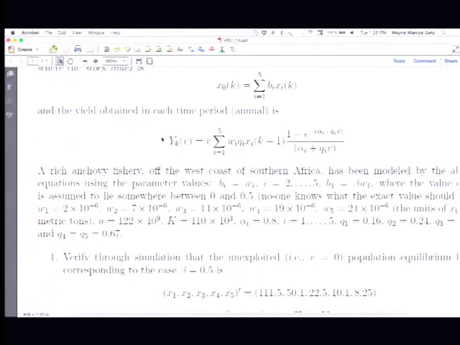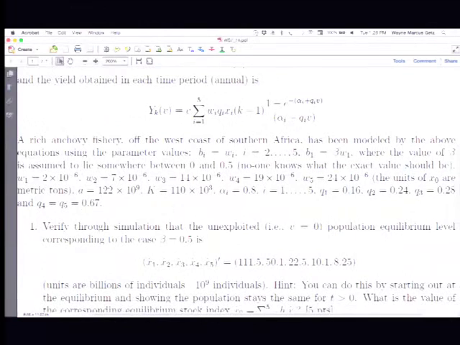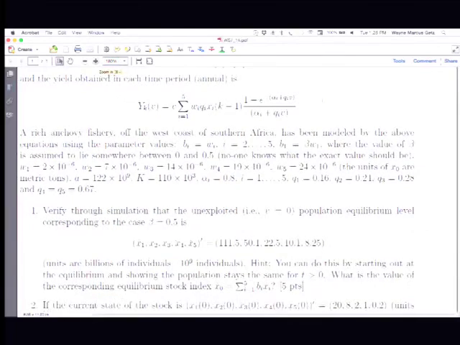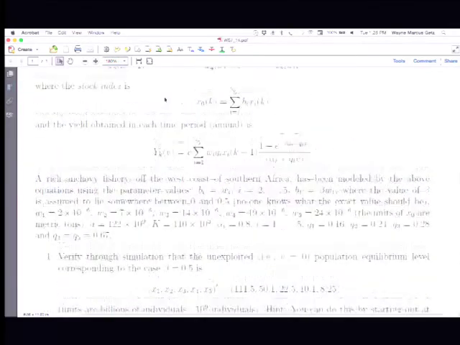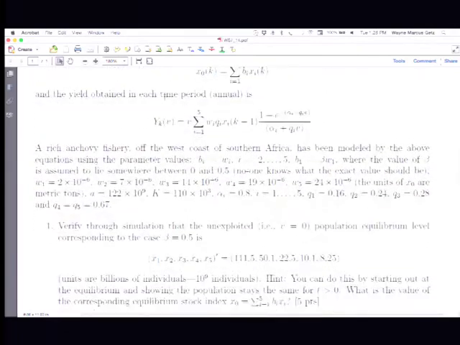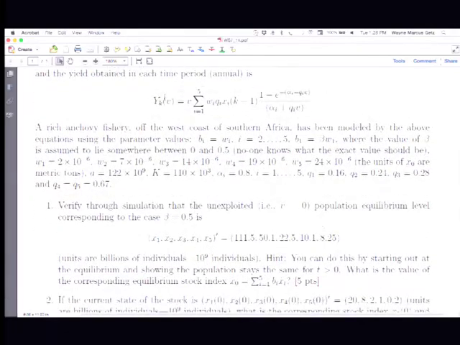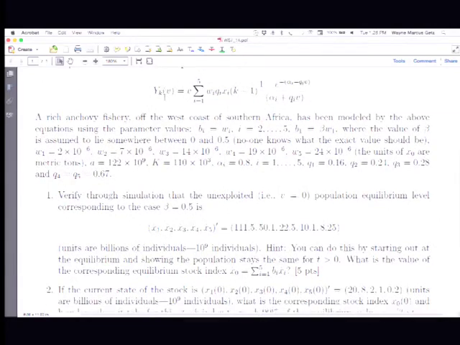Yeah, so this is a rich anchovy fishery off the west coast of southern Africa. And this is actually data from a real fishery that I studied in 1979, 1980, before it came to the United States, when I still had a South African accent, which I don't have anymore. Do I? No, I know I don't sound completely American yet.